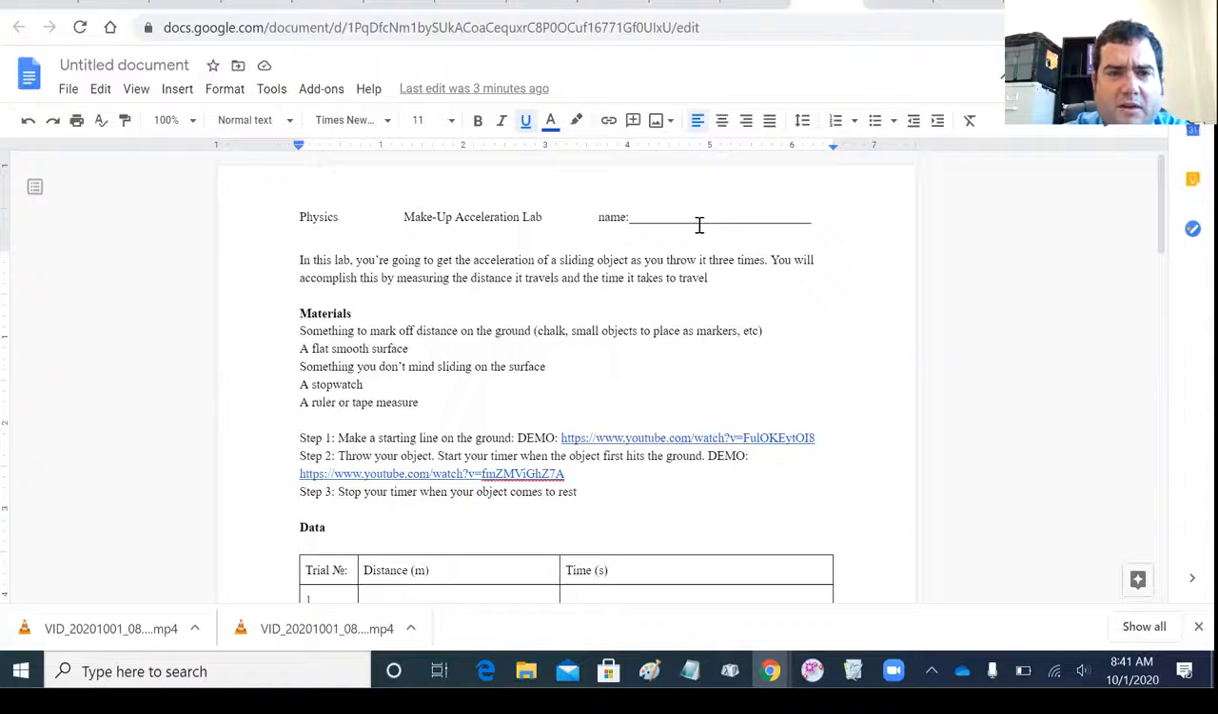Good morning. This is the makeup lab for the constant acceleration lab, the Angry Bird lab we do in Physics A. And you're going to measure another constant acceleration. You're going to do this by throwing something along the ground. So you'll need something to throw. You'll need some way to measure distance on the ground, and you'll need a flat, smooth surface.